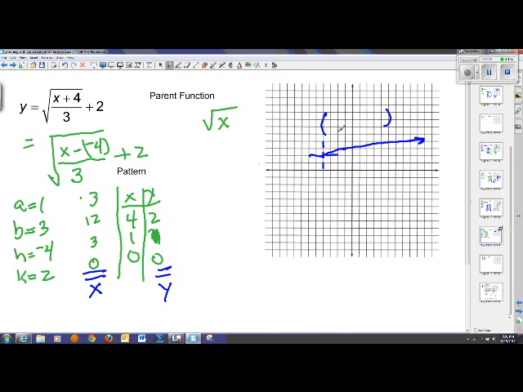I'm going to check once again a point. This point right here appears to be negative 1 and 3, and I'll plug that into my original function. So negative 1 plus 4 over 3, all rooted, plus 2, better equal 3. This is 3 over 3, which is 1, plus 2, which is 3. Checks out, so I should be okay.